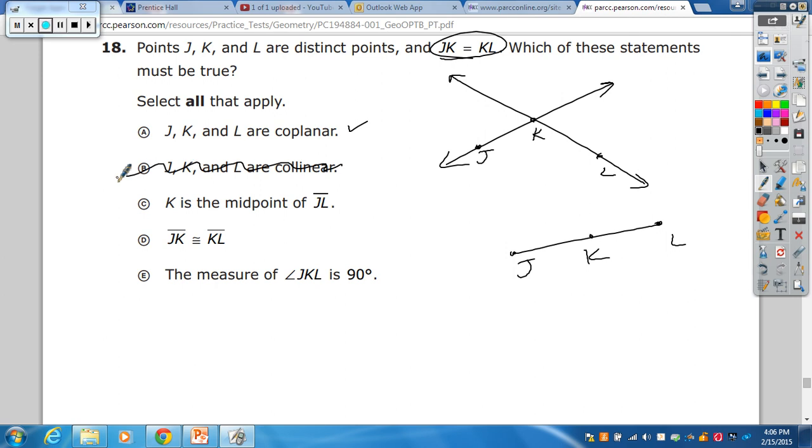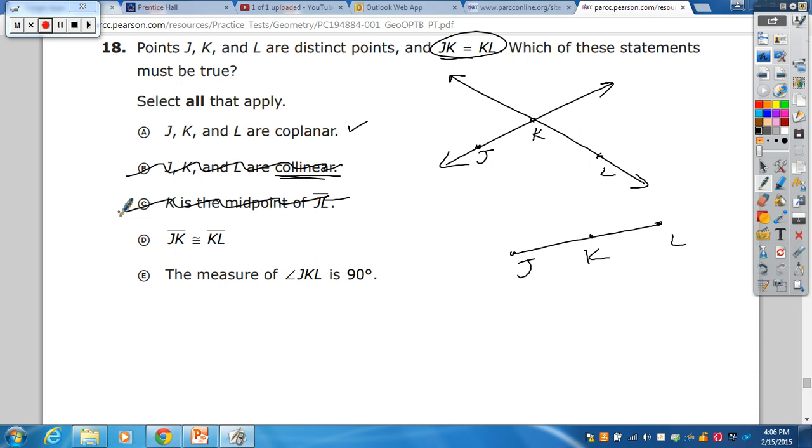K is the midpoint of JL. Let's see here. If they were collinear, then this would have to be true. But do we know that they are collinear? And we do not. All we know is that they are equal in length. So as a result, this one also is not true.